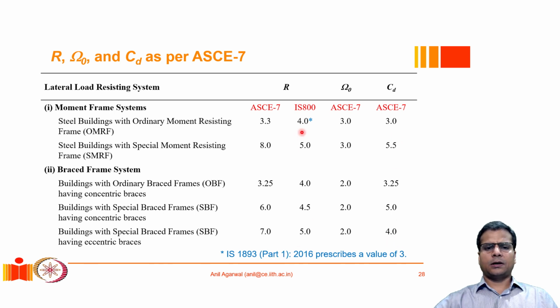Also, one might know that there are different codes in India. They don't necessarily reconcile with each other. So the response reduction factor that is given in IS 800 for an ordinary moment resisting frame, and what is the meaning of ordinary, we will talk about in a few minutes, the response reduction factor as per IS 800 is 4.0, whereas for the same system, IS 1893 Part 1, which controls the design force, the earthquake force demand calculations, prescribes a value of 3.0. So there is a bit of discrepancy between different codes, and it could be anybody's guess to follow one of the two codes.